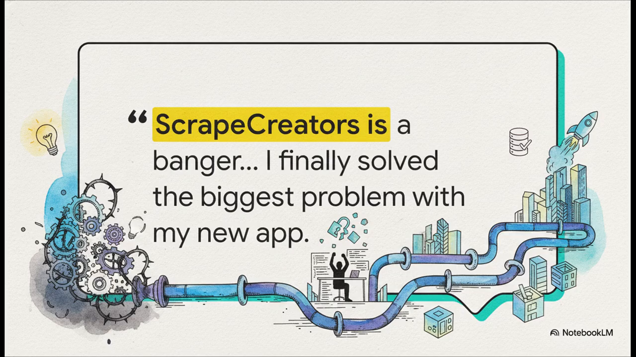The impact of unlocking this stuff is huge for independent builders. Take a look at this review from developer Julian Arthur. He flat out calls the API a banger. He says that after weeks of being stuck, he finally solved the biggest problem with his new app. And that right there is the magic of a rock-solid data pipeline. It literally unblocks developers. It turns a massive, headache-inducing technical hurdle into a completely solved problem overnight.